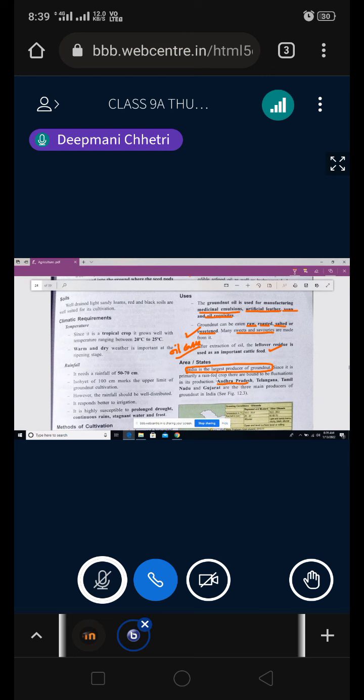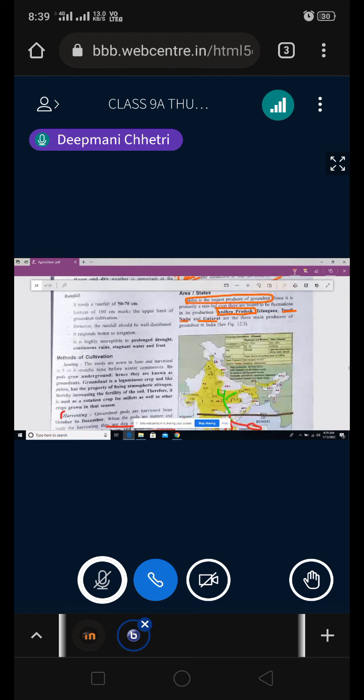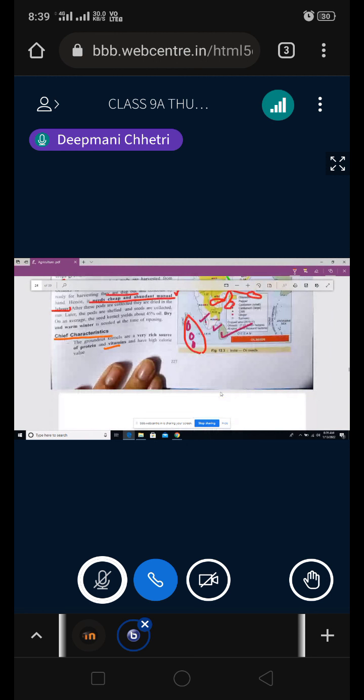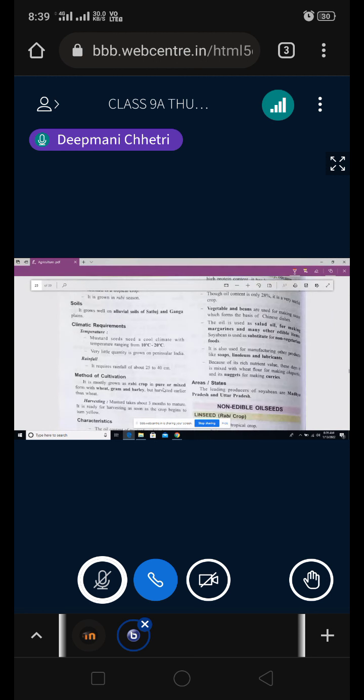Okay, so please underline this one. That is your Andhra Pradesh as the largest producer. And apart from that, you can underline Tamil Nadu and Gujarat for the rest. Okay, so this part is also finished. I mean, your graph is finished. To move on to the next one, that is another crop out here.